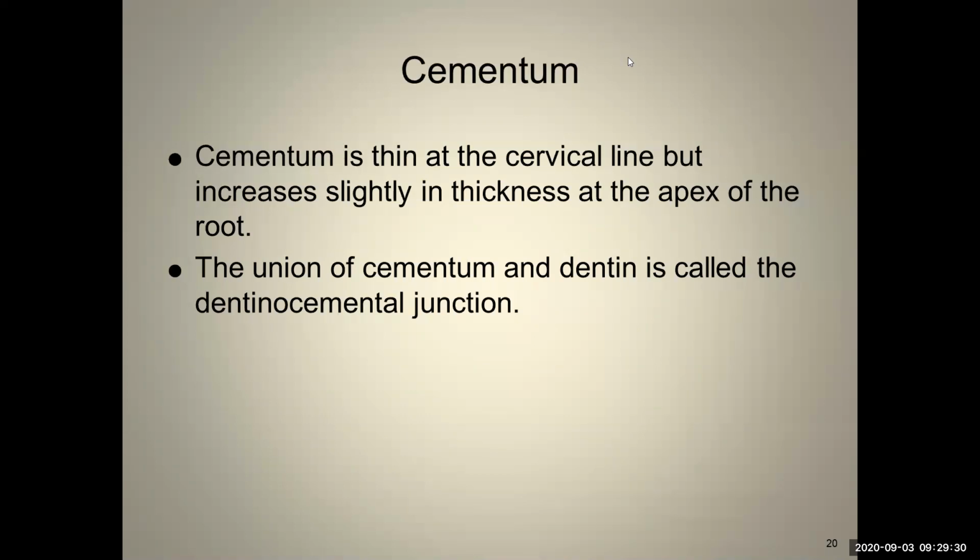Cementum is thin, and it's thinnest at the cervical line. Where was enamel the thinnest? At the cervical line. Okay, so it increases slightly in thickness towards the tip or apex of the root. Now, the union of the cementum and the dentin, where they meet, is called the dentino-cemental junction. So if you know the parts of the tooth, you can pick the word apart even though you've never heard it before. Dentino is the dentin, cemental, cementum, junction.